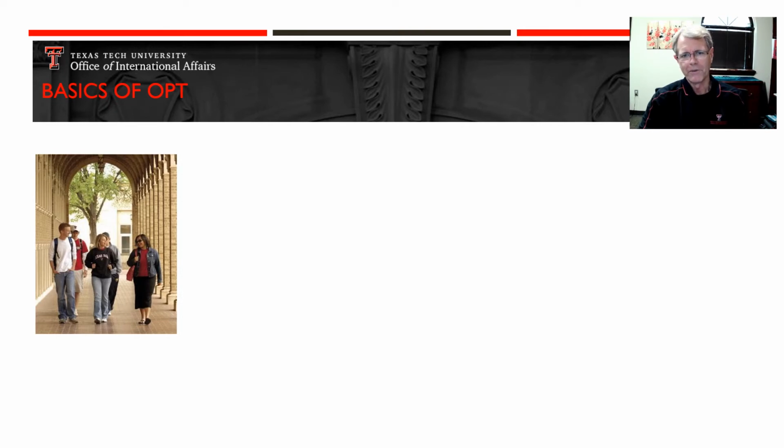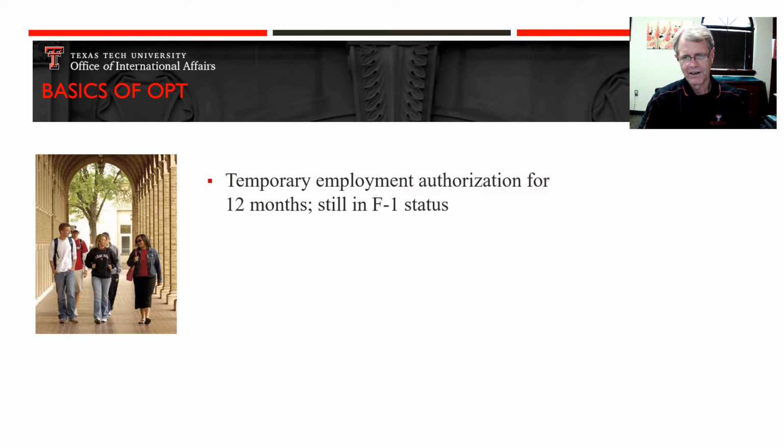Let's begin with the basics of OPT. OPT is a temporary type of work authorization, and it lasts for 12 months. And during those 12 months, you are still an F1 student. You are still in F1 status.